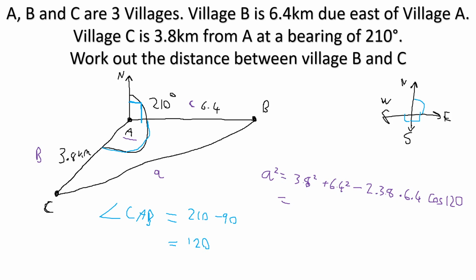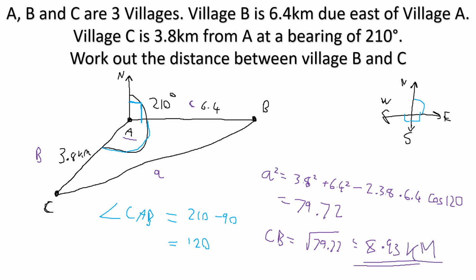And if we plug all of that into our calculators, we should get an answer of 79.72. So then C to B is just going to be the square root of that, which is equal to 8.93 kilometers. So it's just the bearings that we did last lesson and the cosine rule.